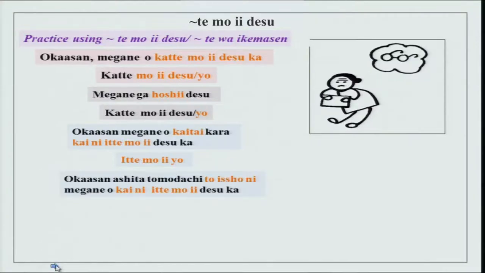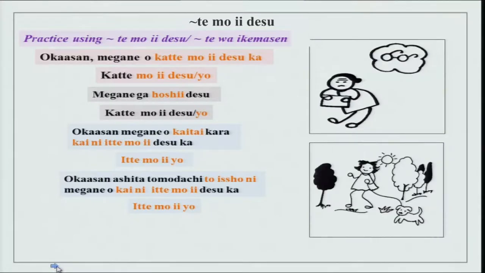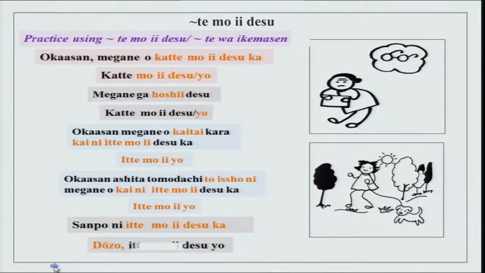Then we have, okasan, ashita tomodachi to issho ni megane wo kai ni itte mo ii desu ka? Together with. And okasan can say, itte mo ii yo, dozo. Just a simple, ii desu yo, dozo, itte mo ii yo. You can reply in any which way you want. There is another picture over here for you, going for a walk with the dog. Well, sampo ni itte mo ii desu ka? Dozo. You have dozo over here. Could be just a simple answer, dozo. Dozo ii yo. Dozo itte kudasai. Dozo itte mo ii desu yo. It's all right if you go. It's all right with me if you go. So, that is asking permission.